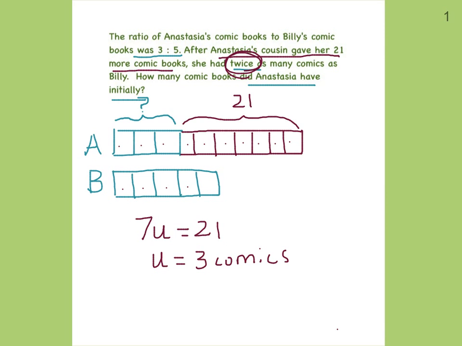Cool. Now, I'm not quite done yet, because I got to answer my question. It says, how many comic books did Anastasia have initially? Well, initially Anastasia had 3 units. So if I take 3 units and I multiply by 3, I should get 9. Each of these units represents 3 comic books, which makes Anastasia's original amount equal to 9 comics. And we're done.